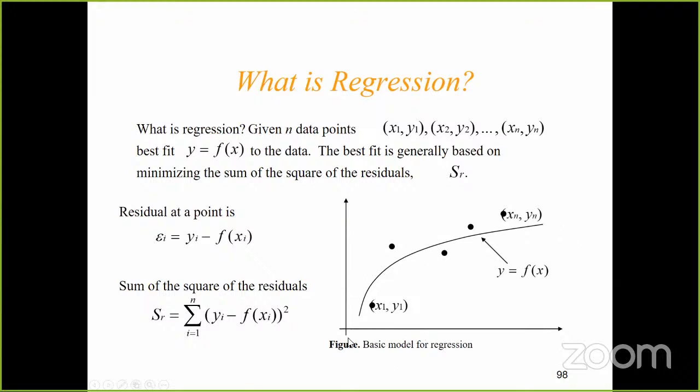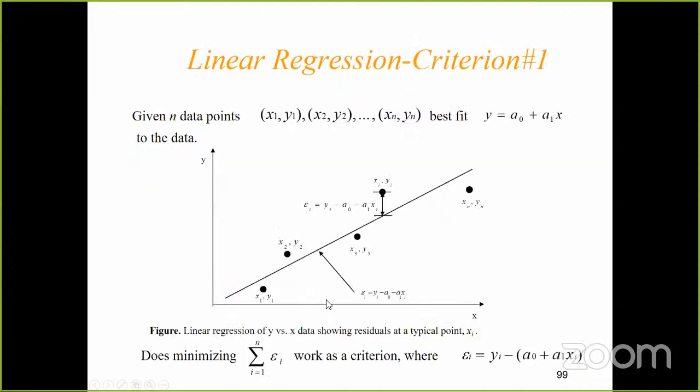The residuals are taken in such a way that the value of the function minus the fitted function at f of x_i is what we consider. That means the sum of the squares of the residuals. Yi is the value of the function at any given point. This should be the minimal value. We'll see how it has to happen.